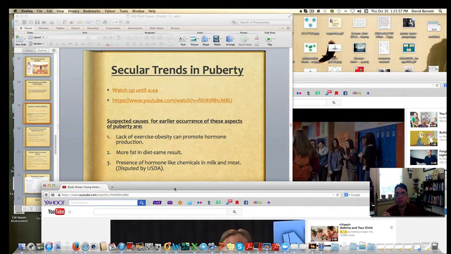And our textbook says that it's obesity related, related to obesity and hormone production. It's more fat in your diet, the same result. And the presence of hormones like chemicals in milk and meat, it's not really there. It's disputed by the USDA. Well, there's a lot of people and a lot of grassroots organizations fighting back and saying, you're not right. USDA and a lot of other major companies are saying there's nothing wrong with our hormones. There's nothing in the milk. The only thing that's wrong is that we're eating too much fat and we're obese, and that's why we're having issues with children, girls going into their menstrual cycle earlier.